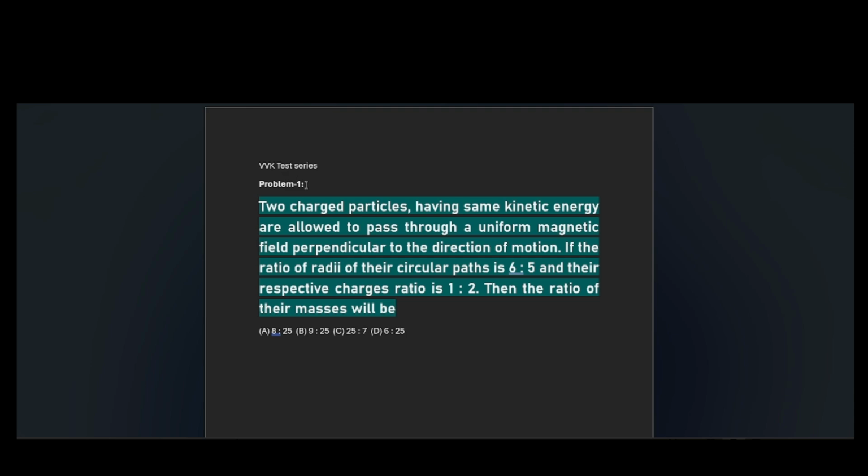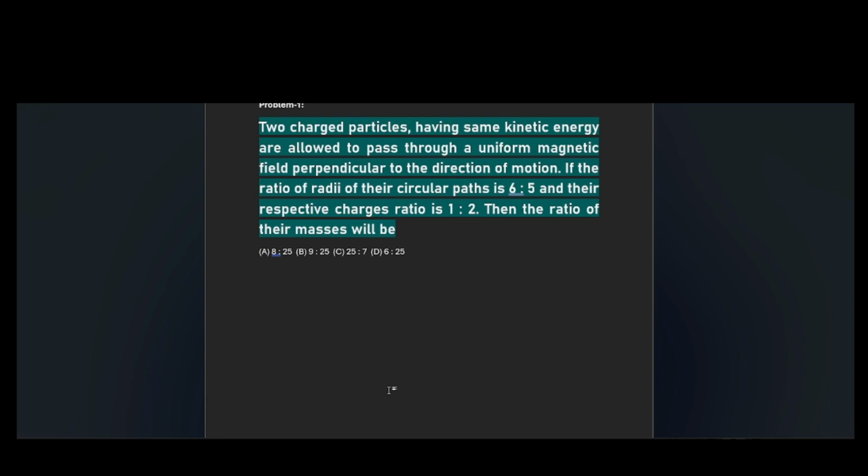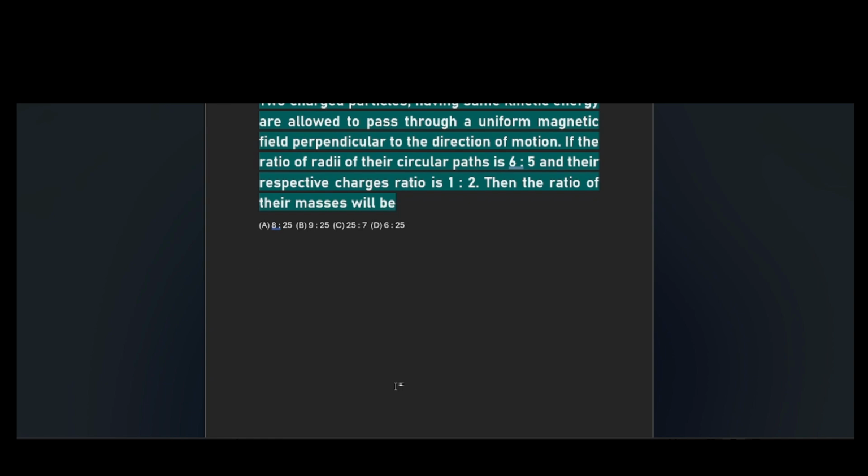In our test series, in this problem, two charged particles having the same kinetic energy are allowed to pass through a uniform magnetic field perpendicular to the direction of motion. If the ratio of radii of their circular paths is 6 is to 5 and their respective charges ratio is 1 is to 2, then find the ratio of their masses. Options are also there, so try to solve this problem.